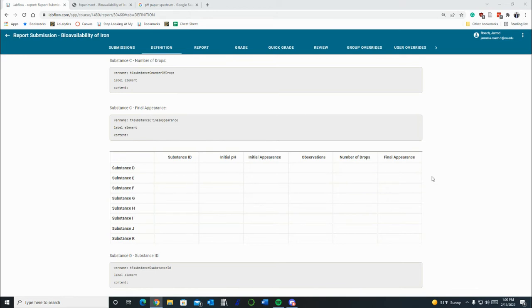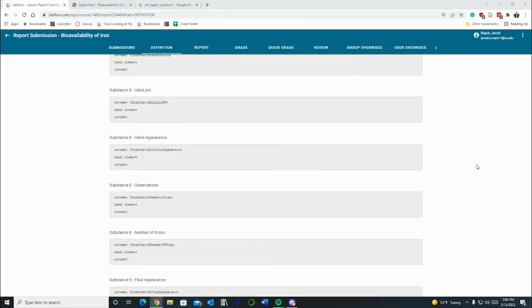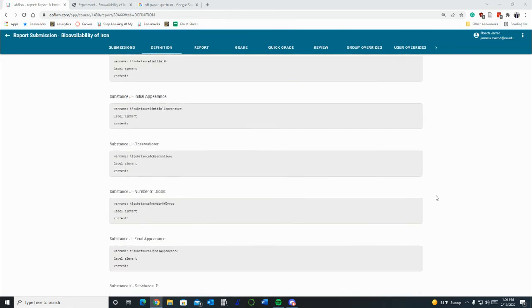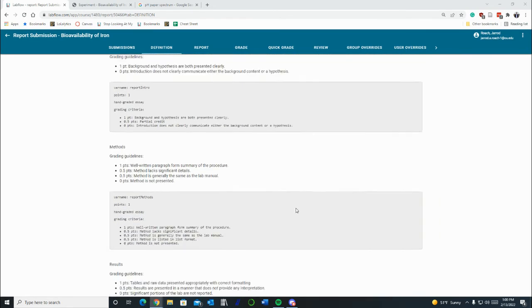You could also maybe make a graph based on the number of drops that each substance used, seeing if there's any correlation between the substances that allowed iron to stay aqueous and the number of drops that were used. That's another possible figure for you to make. But for results, you need some sort of figure that shows what you did in the lab that you made.